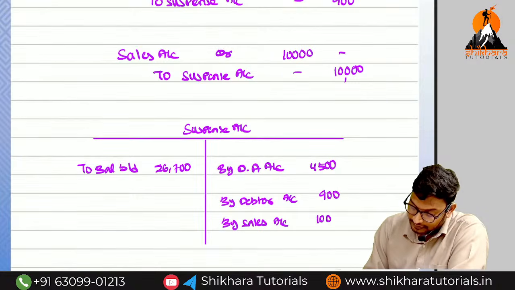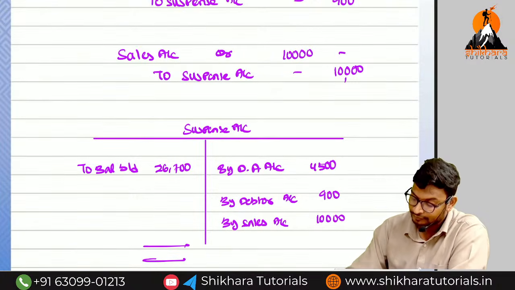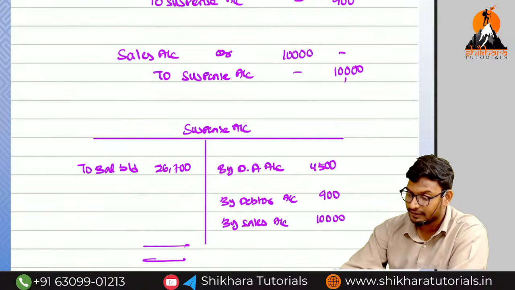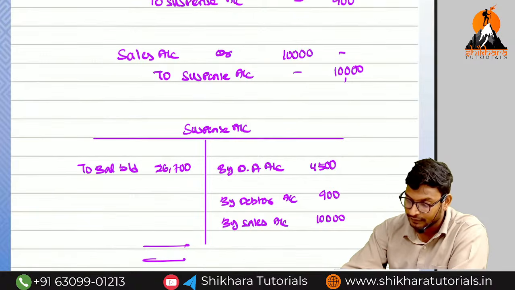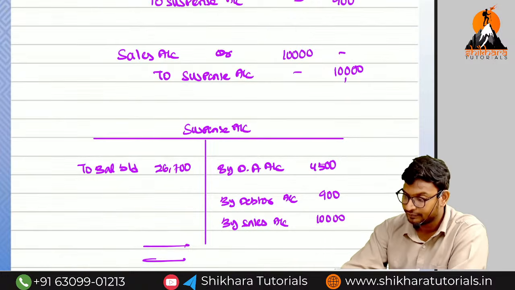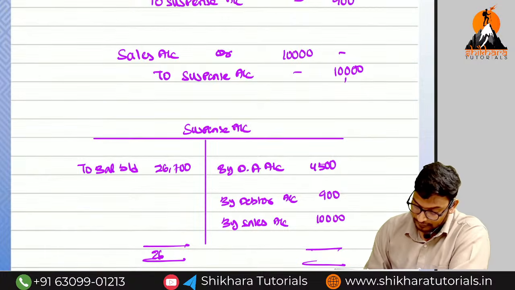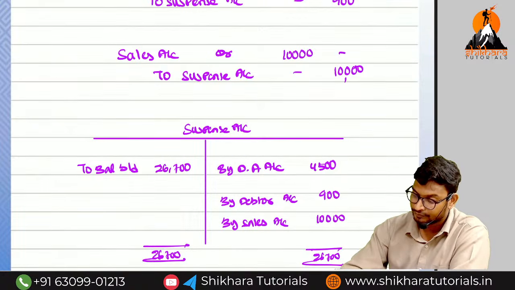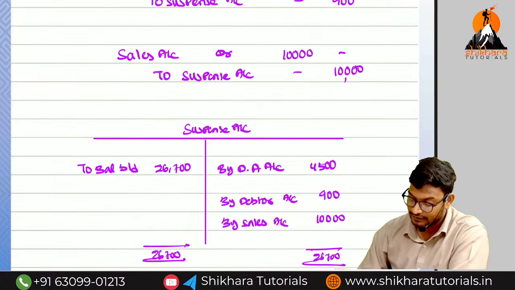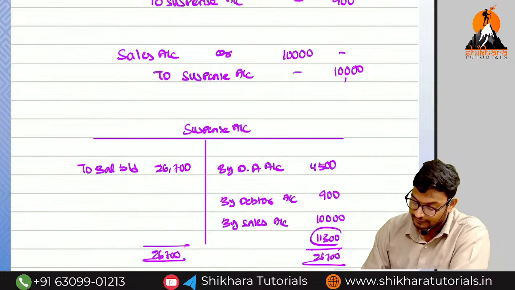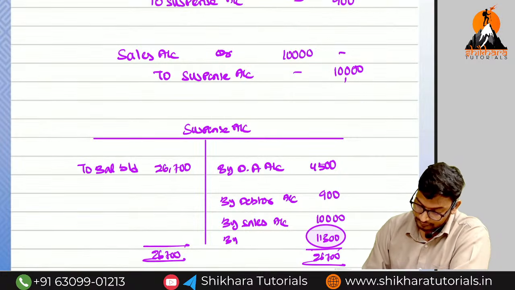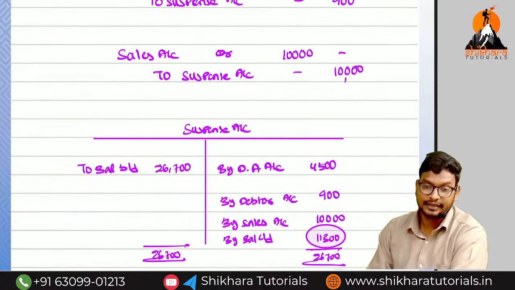How much? 10,000. Can you do the balance? 4,500 plus 10,000. Point number 3, I will explain, no problem. Plus 10,000 plus 900, 15,400. So minus 26,700, and 26,700 minus 26,700 is equal to 11,300 is the balance. By balance carried on. Okay.